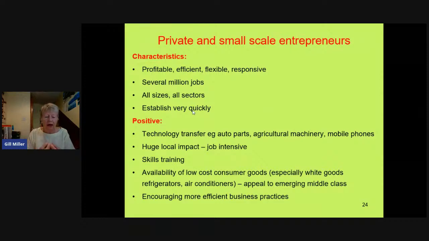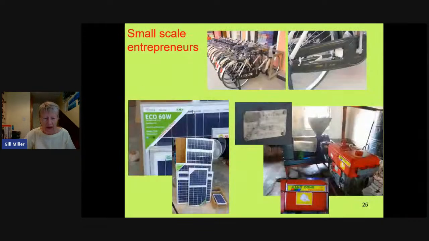Good news. There aren't many consumer goods which are African made, and the Chinese firms are making refrigerators and air conditioners. That's great for this emerging middle class. And actually, the good news is they are encouraging African businesses as well to be more efficient. That's really good news. And here are some photographs I took when I was in Iringa in Tanzania.